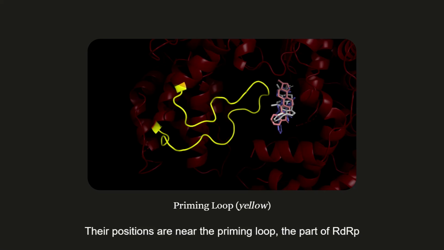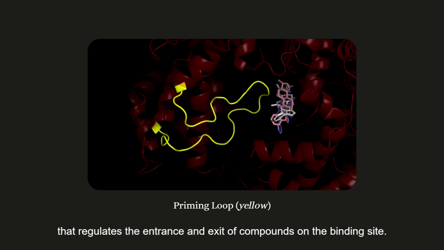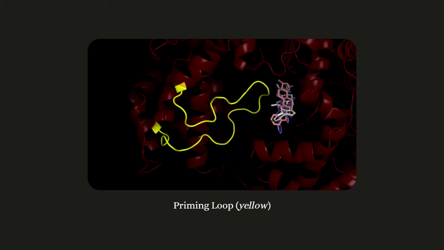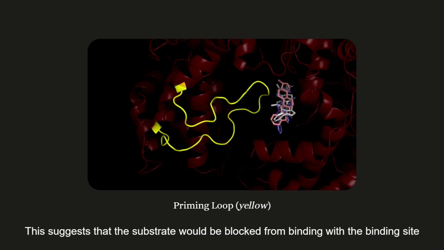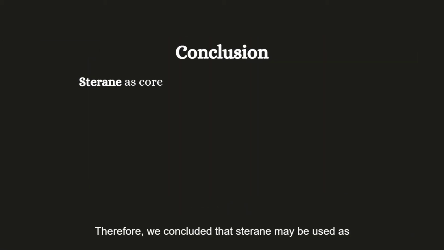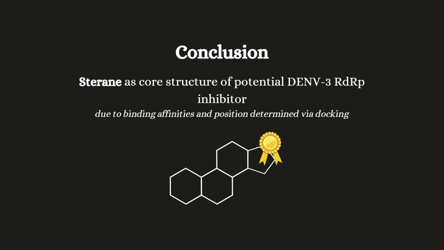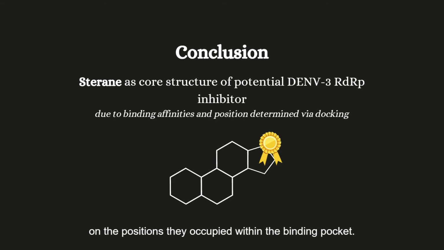Their positions are near the priming loop, the part of RdRp that regulates the entrance and exit of compounds on the binding site. This suggests that the substrate would be blocked from binding with the binding site of RdRp, thus theoretically implying the inhibition of the replication of the viral RNA. Therefore, we concluded that sterane may be used as the core structure of a potential DENV-3 RdRp inhibitor due to the high binding affinities exhibited by the sterane top hits on the positions they occupied within the binding pocket.